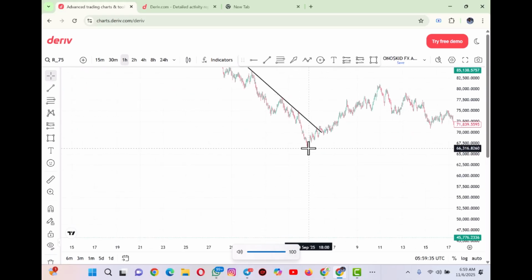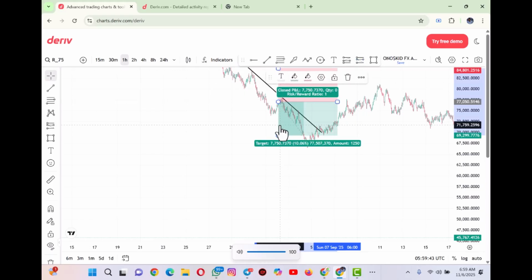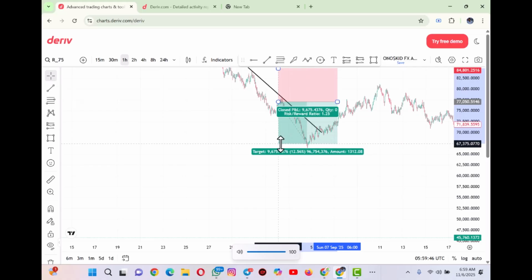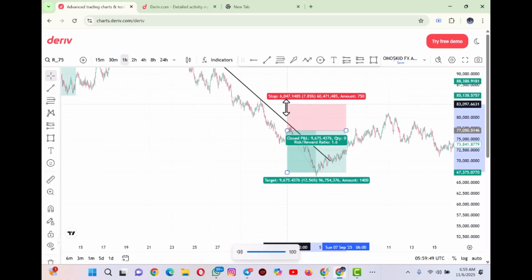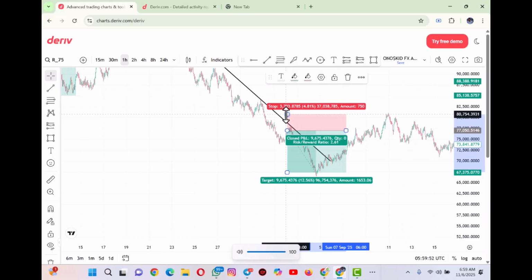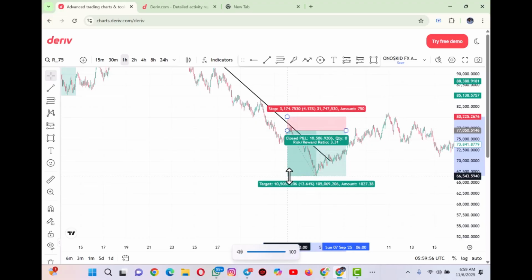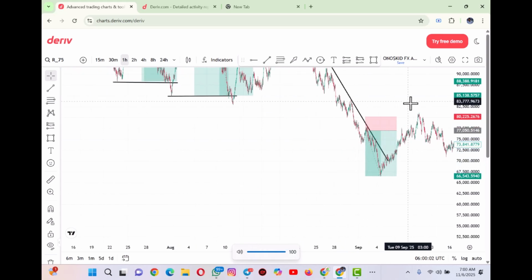You would have smashed another TP because of this move right here. If you enter from this zone and you are targeting here, let's check how many RR. You see, 1:3. Pretty simple. You see, this is risk to reward 1:3.3. So it is very, very easy.